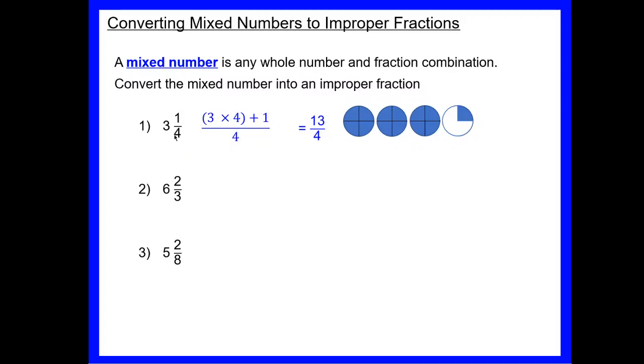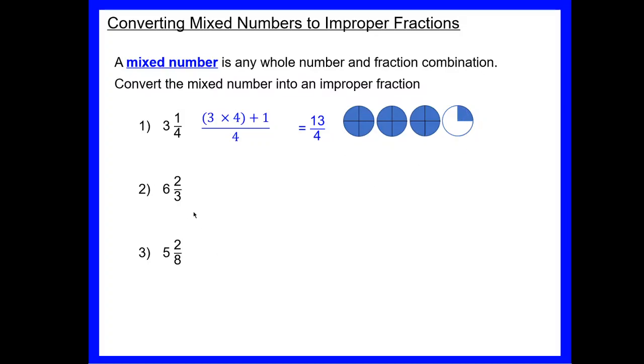So multiplying the whole number and the denominator tells us how many there are within all the whole numbers. Then we add on any of our extra ones to give us our new numerator. But our denominator is still in quarters. We've still cut up the circles into quarters.